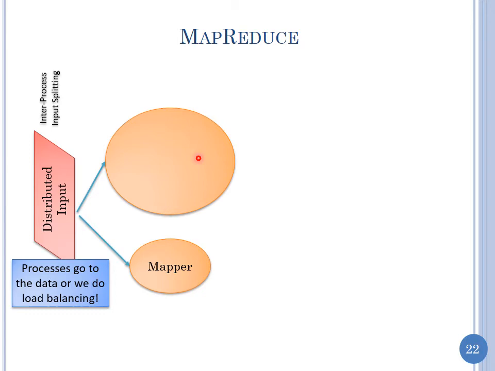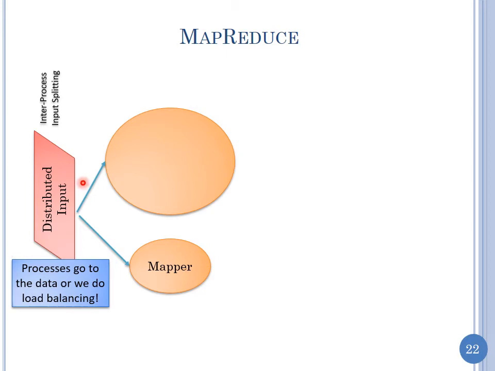So this is important. Processes can go to data rather than data going to processes, and that's one rationale for splitting. You might say that this input will go to this local process, this input will go to this local process, and that's one basis for splitting. Another basis could be just load balancing. We want some of the input to go here, some of the input to go here, and all of this input can occur in one site.